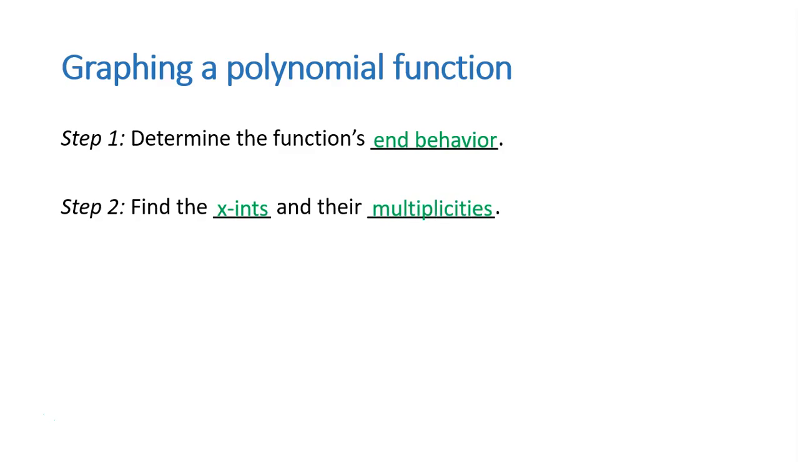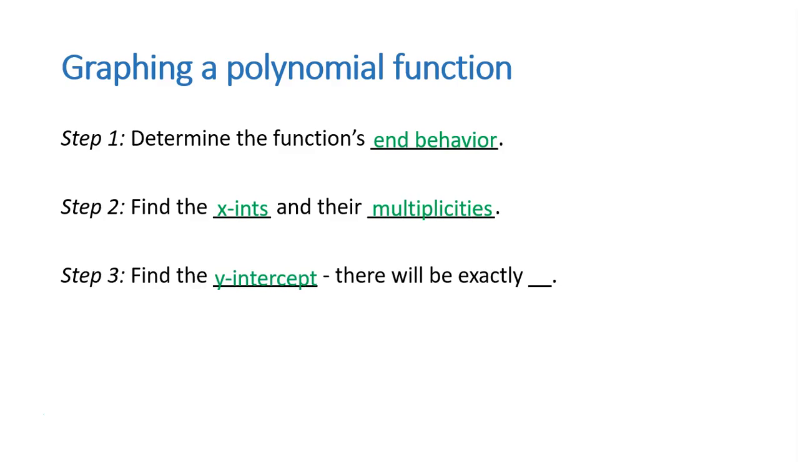So we take the function, set it equal to 0, solve for all of our x's, look for the exponent that goes with each factor, and then we combine that to determine where we are crossing the x-axis and how we are crossing the x-axis. Step 3 is to find the y-intercept.